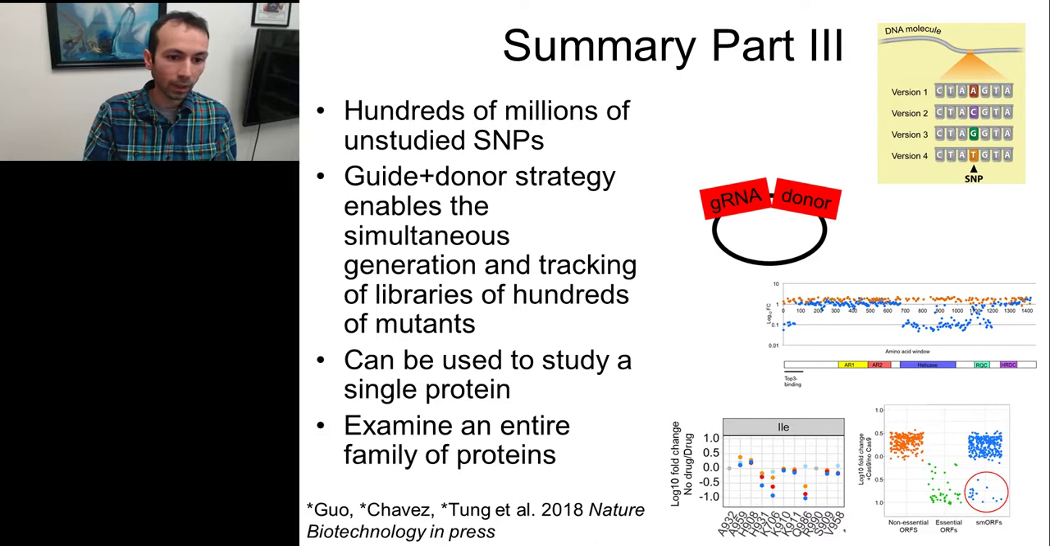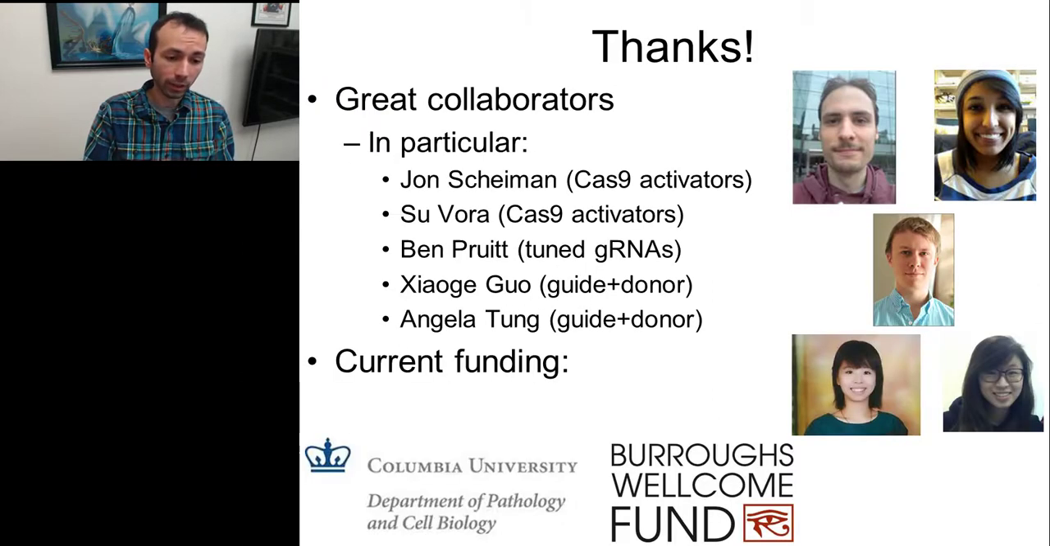With that, I'd like to thank a few people. I've had some really amazing collaborators over my time. And in particular, for the Cas9 activator work, I'd like to thank John Scheinman and Sue Vora, who are a postdoc and a grad student in the lab, respectively, that really helped push that project forward. In addition, Ben Fruit was instrumental in the two guide-RNA work. He was a staff scientist at the VIS when I was there. And then Xiaoge Guo and Angela Tung were really critical in making the guide plus donor strategy as amazing as it became in the end.